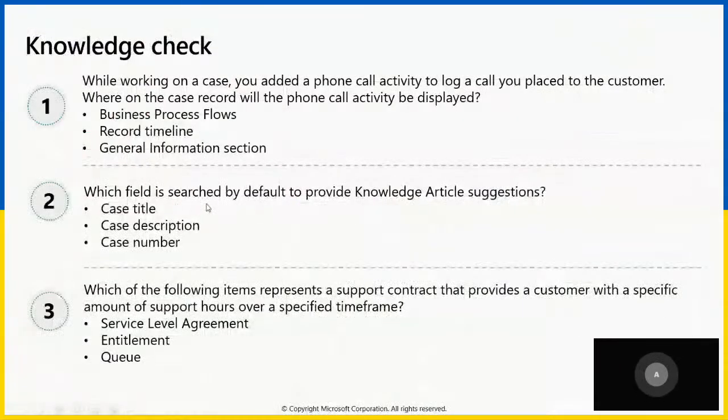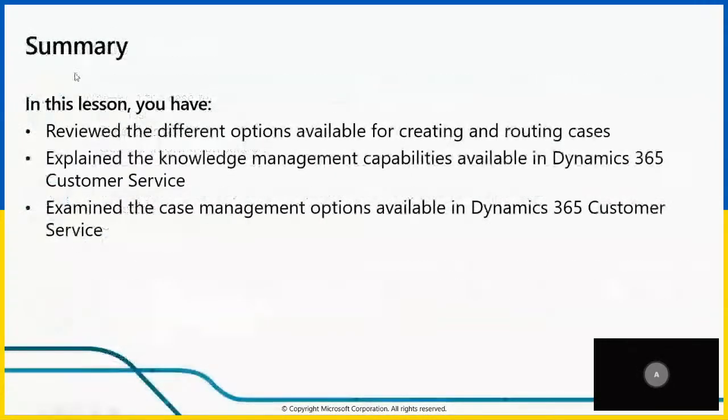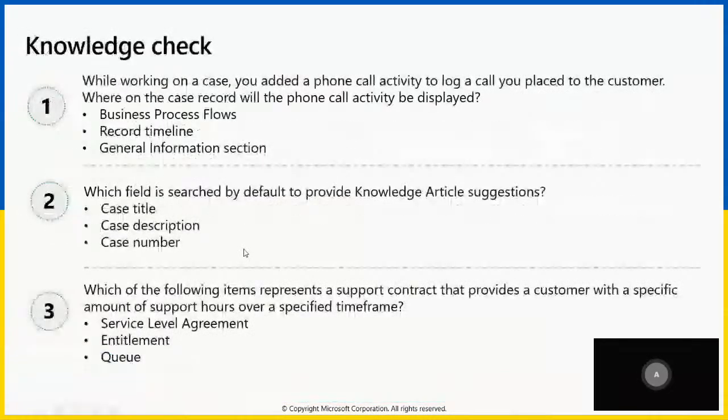Which field is searched by default to provide knowledge article suggestions? I showed you guys earlier. It's the case title. The last one: which of the following items represents a support contract that provides a customer with a specific amount of support hours over a specified period of time? Guys, we just did that. I know you can echo it right now. It's the entitlement. So that's the knowledge check that we have.